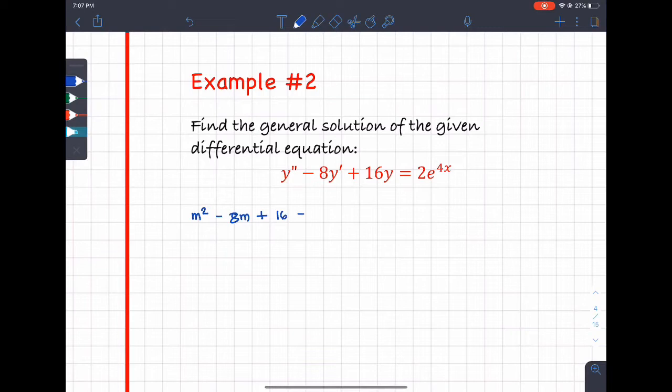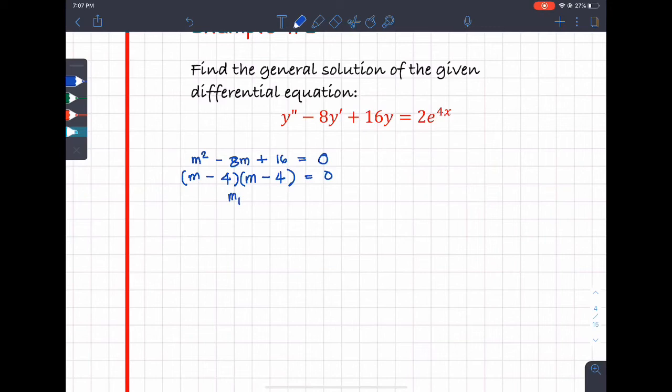m squared minus 8m plus 16 is factorable. And that would be m and m. So 16 would be a 4 and a 4. To get a negative 8m, we'll have a negative 4 and a negative 4 there. So it only follows then that m sub 1 would be equal to m sub 2, and that is equal to 4. Now that we were able to take the roots of the given equation, this time around it falls under case 2. So this would be a repeated root. Therefore y_c would be equivalent to c1 e raised to 4x, plus, since this is a repeated root, I'm going to incorporate x and then e raised to 4x. So that would be our y_c.